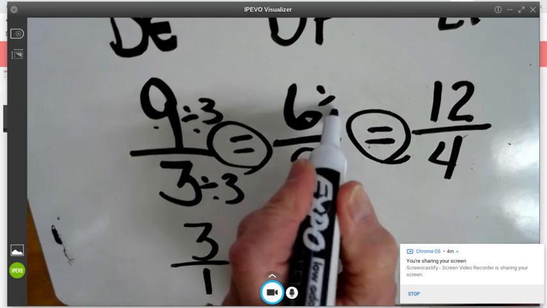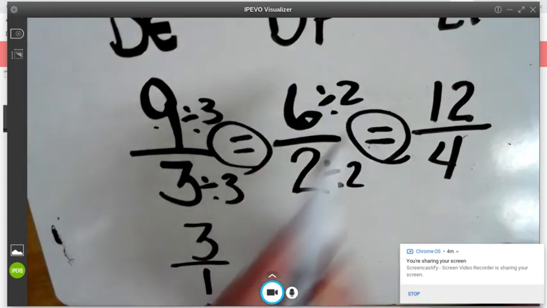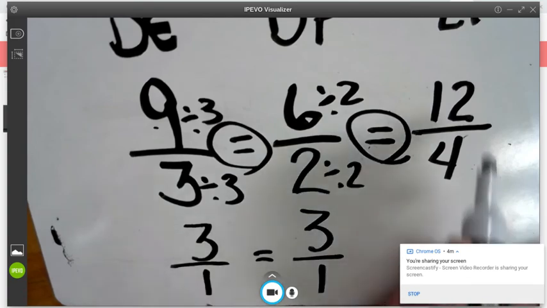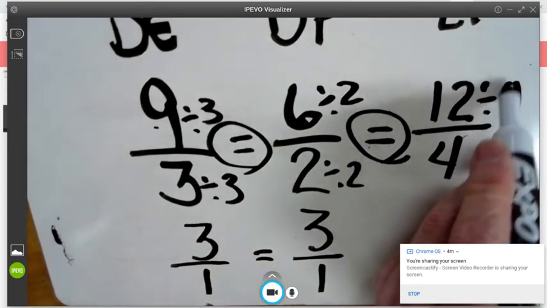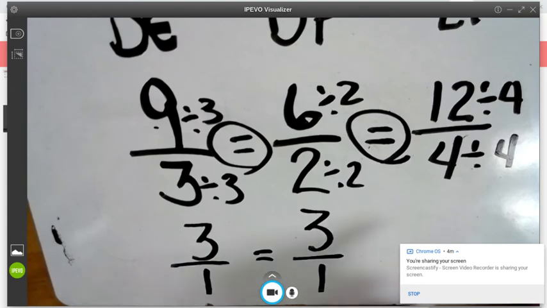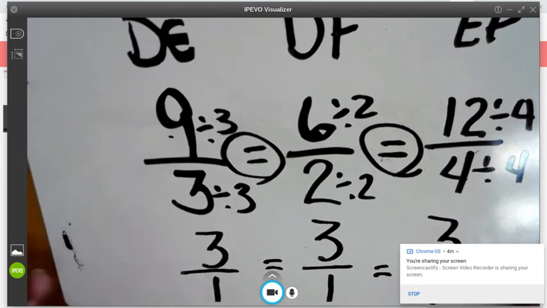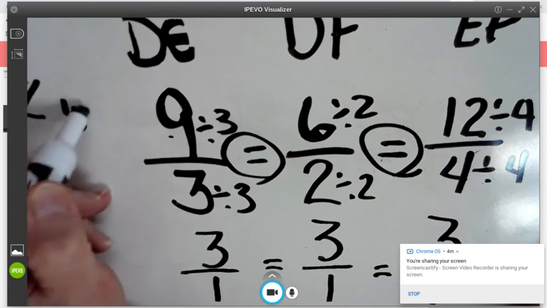6 and 2 are both divisible by 2. 6 divided by 2 is 3. 2 divided by 2 is 1. So far, so good. 12 and 4 are both divisible by 4. 12 divided by 4 is 3. 4 divided by 4 is 1. Now looking at them, I can see that they are all simplifying to 3 over 1, which means they are proportional. They are equivalent.